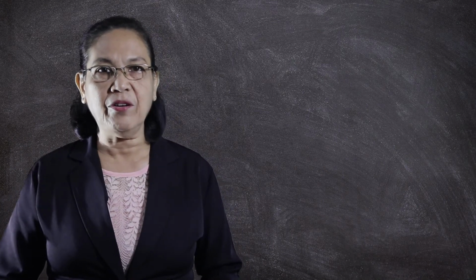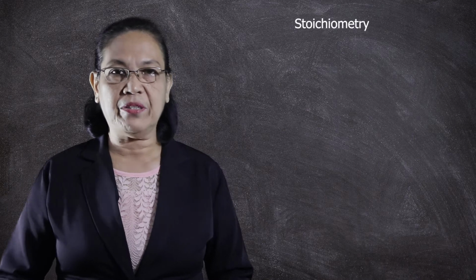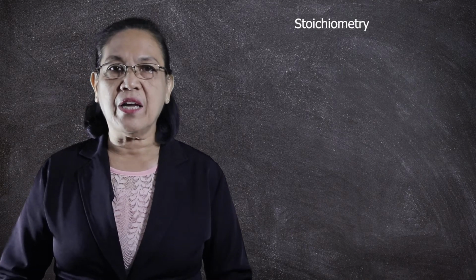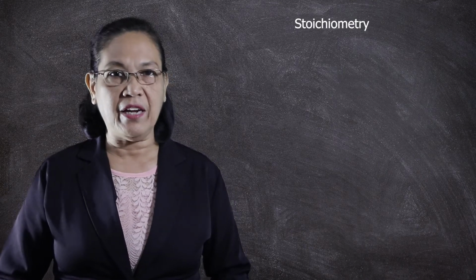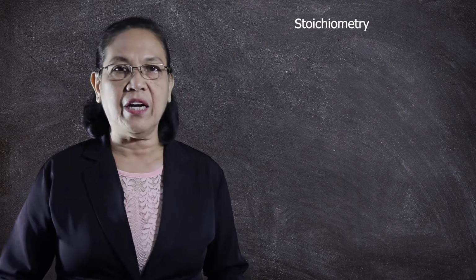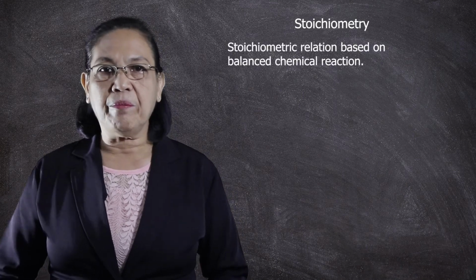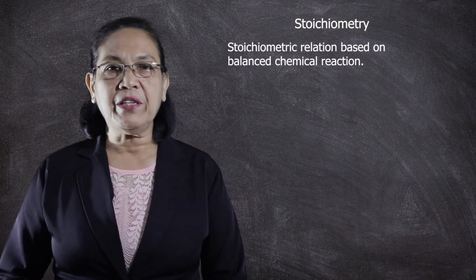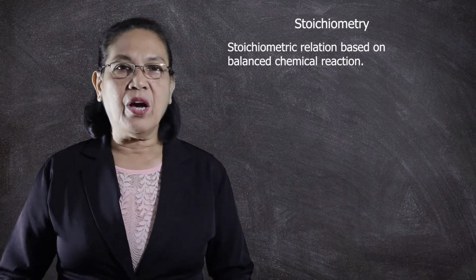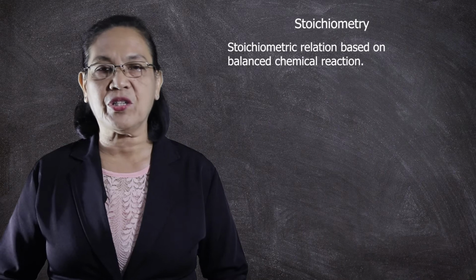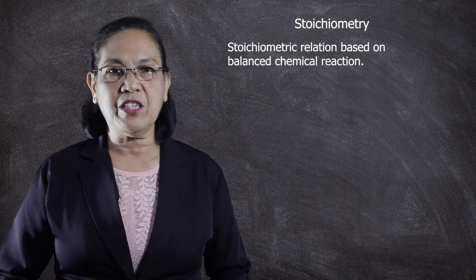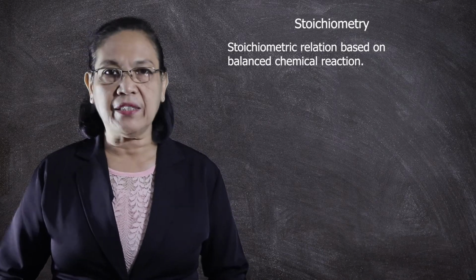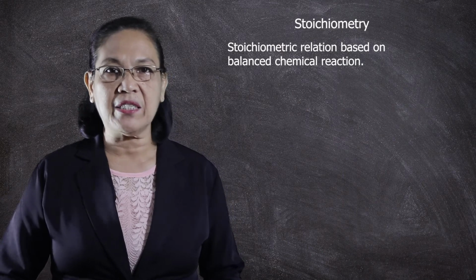Today, we're going to continue our discussion on stoichiometry. Last time, we discussed the stoichiometric relations based on the chemical formula of a compound. Today, we're going to discuss the stoichiometric relation based on the balanced chemical reaction. The stoichiometric calculations, especially those based on the balanced chemical reaction, are important. This is because in the manufacturing processes, the cost of the reactants and the value of the products are critical.